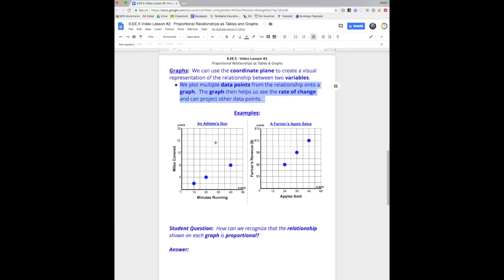We see here the two examples from above, the athlete's run and the farmer's apple sales, have been plotted onto a coordinate plane. The first blue dot here shows us that after 10 minutes the athlete had run 2 miles. The second blue dot shows us that after 20 minutes the athlete had run 4 miles, and the other data points for both tables have been graphed onto coordinate planes as well. Our question is, how can we recognize that the relationship shown on each of these graphs is proportional? Take 30 seconds and pause the video to think about how you could prove these two relationships shown on the graphs are proportional.